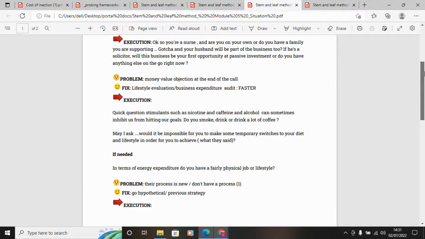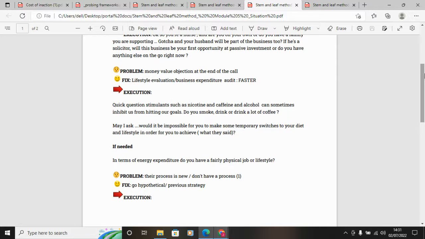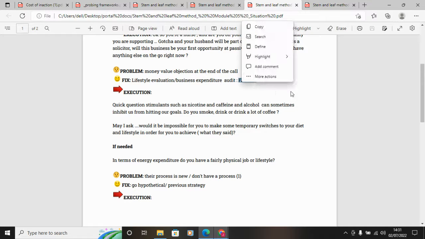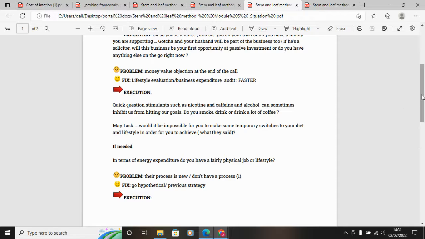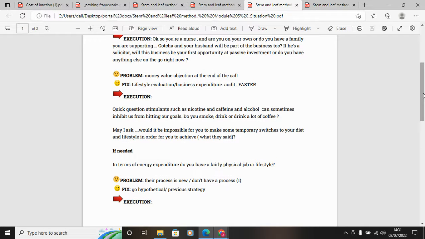Okay, so there's going to be a money value objection at the end of the call. If that happens, what we can sometimes do is put in a life evaluation or business expenditure audit. It's a fast analogy. I think this came from Eli Wild, so props to him. It's like, what are they spending on food, amusements? I can't remember what it is, smoking, and other things as well. This would be the execution. This is coming from a fitness script I designed a while ago. Quick question: stimulants such as nicotine, caffeine, alcohol can sometimes inhibit us from hitting our goals.